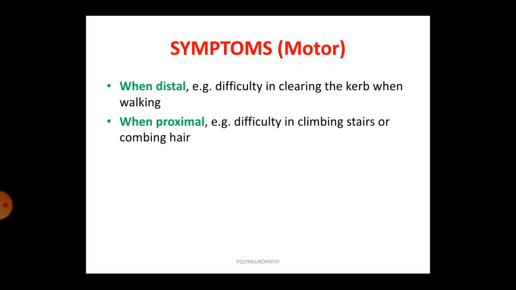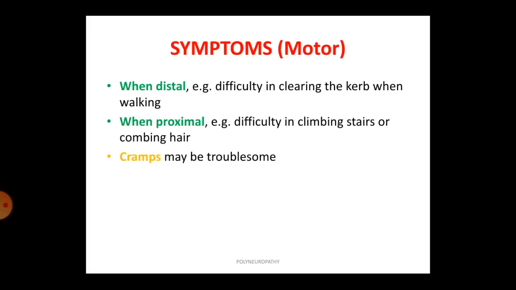Whenever the weakness is present proximally, there will be a problem in climbing stairs. If we think of the upper limb, the shoulder will be affected. To comb the hair, we need overhead movement of the shoulder. Clear? If the overhead movement of the shoulder is affected, you will have difficulty in combing hair or dressing yourself. So based on distal or proximal weakness, the patient will complain differently.